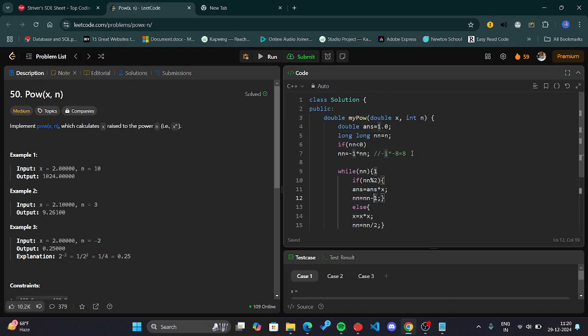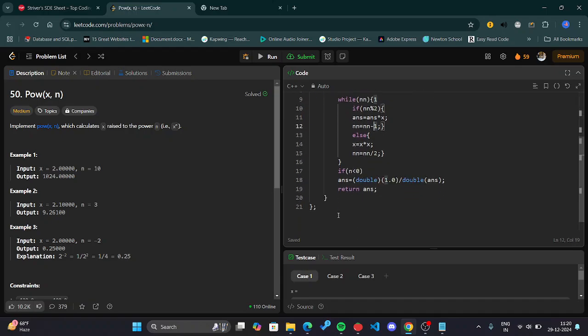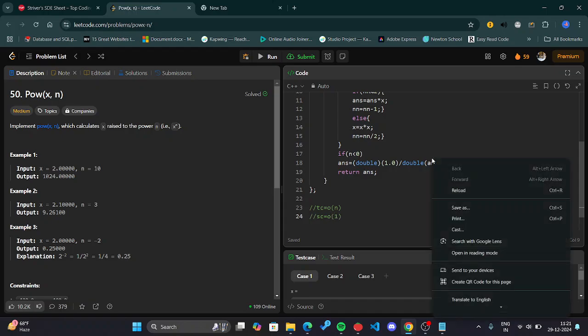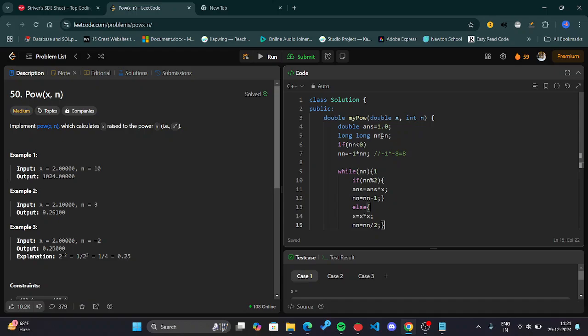So this is the complete solution, and of course the time complexity here is only one while loop, so it's O(log n). The space complexity is constant. We have not taken any extra space here, right? So that is how the solution is.